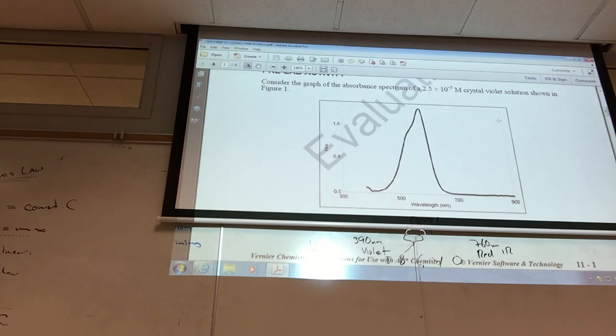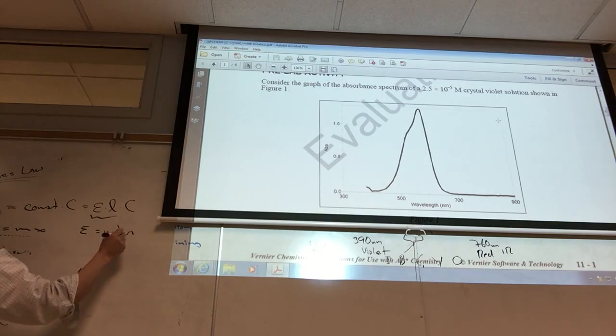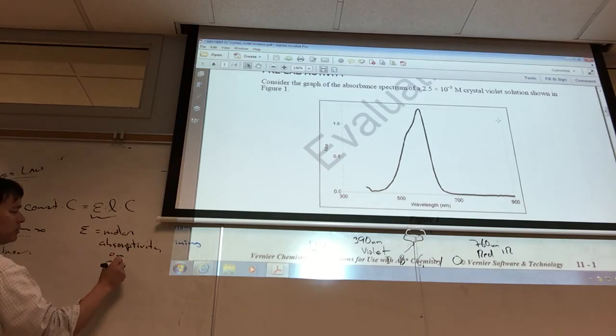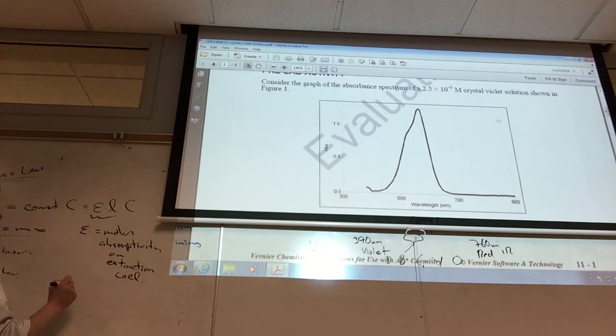And so if we're in the Beer's law region, then the absorbance is going to equal the constant times the concentration. This constant, we know what it depends on. The constant depends on epsilon L. Epsilon is called the molar absorptivity or the extinction coefficient. L is the path length of the cuvette.